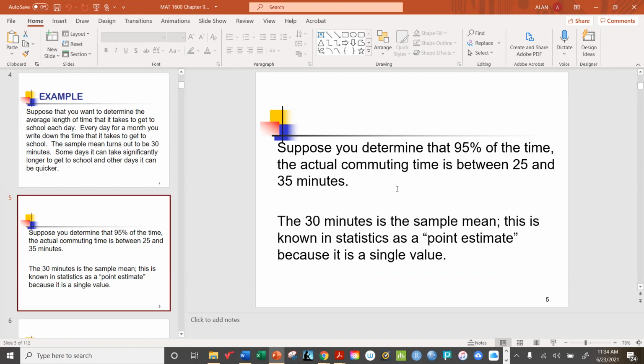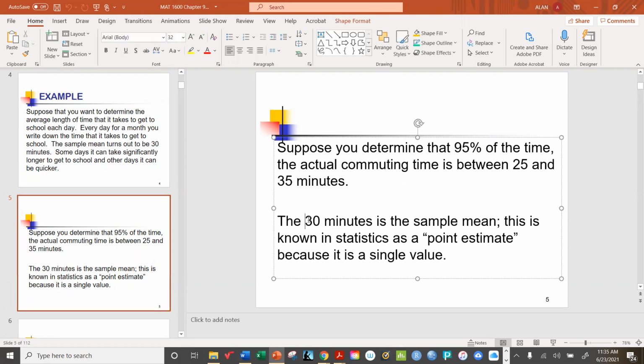In other words, the vast majority of the time, while on average it's 30 minutes, it can be as little as 25 or as much as 35. And that still leaves room for the extreme outcomes, like that day when there was construction going on and it took you 45 minutes, or that other day where there was a holiday going on and so you got to school in 15 minutes, but most of the time it was somewhere between 25 and 35 minutes.